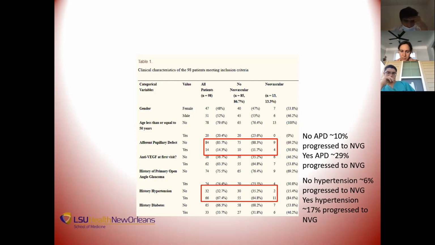And history of hypertension was also significantly related to developing NVG. In patients without high blood pressure, only around 6% progress. Patients that did have high blood pressure, about 17% ended up progressing to NVG.